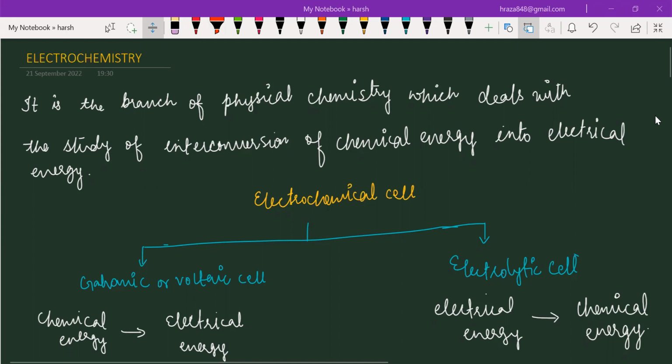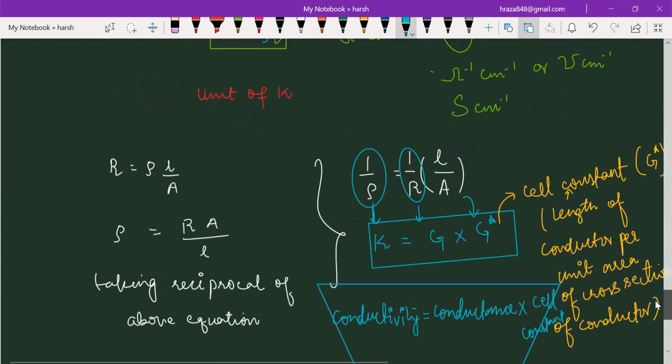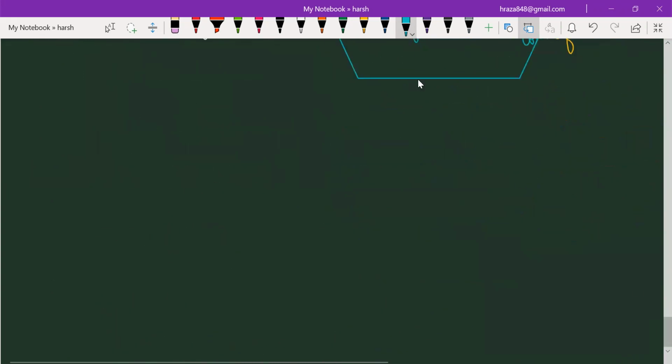Very good. So can you find the unit of kappa? We have already done it, sir. The unit of kappa is Siemens per centimeter. That's good. Yes, sir.